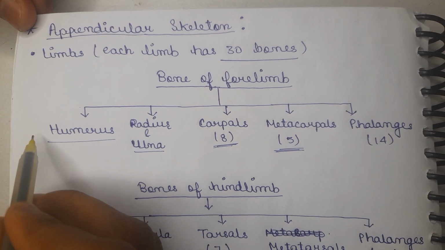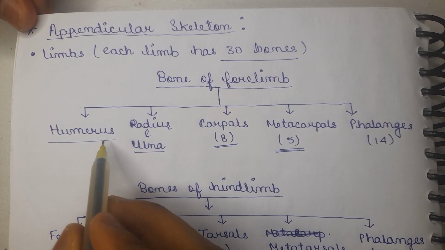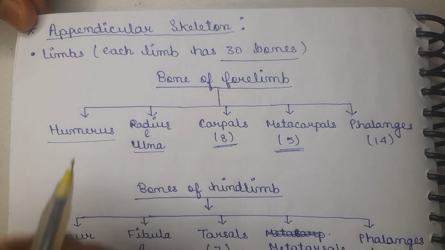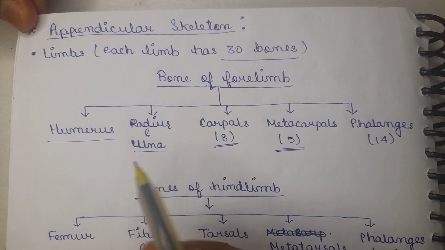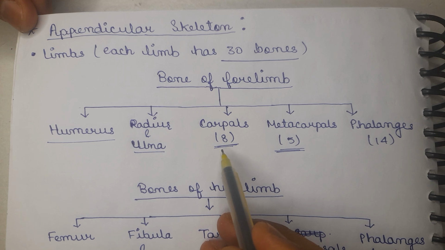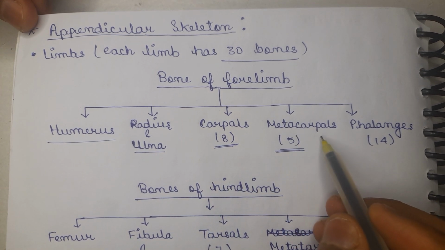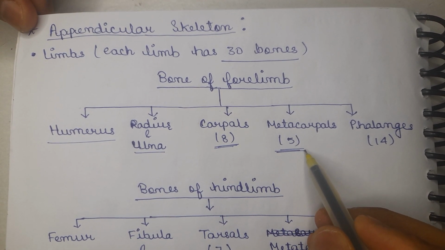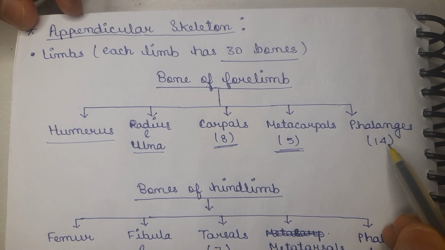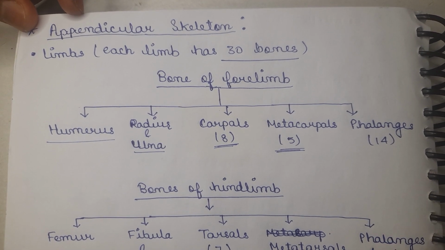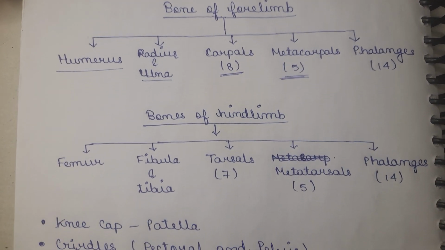Repeating once, the first one is the humerus, which is the longest arm bone present in the forelimb, then the radius and ulna. Carpal, there are 8 carpal bones. Then the metacarpal, there are 5 metacarpal bones, and the last one is the phalanges, which means there are 14 phalanges bones. Now the next topic is the bones of the hind limbs, that means the bones of the legs.